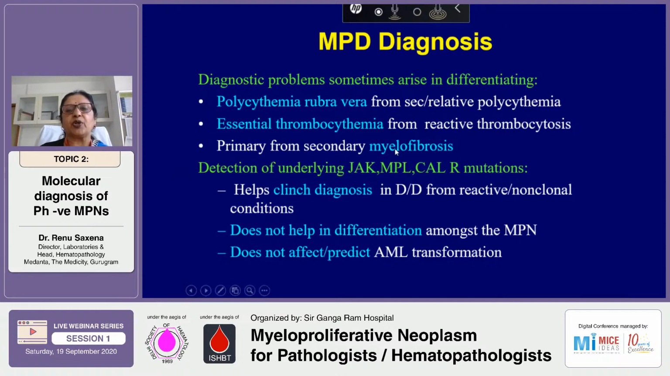Similarly, a huge number of causes of secondary myelofibrosis are described. We need to pick up primary. So the detection of these underlying mutations, therefore, has a role in clinching the diagnosis of clonal disorders from reactive or non-clonal conditions. However, these do not help in differentiation amongst the different types of myeloproliferative neoplasms, where we need to fall back on morphology. Also, this does not affect or predict AML transformation. So therefore, it has a very specific role in only picking up clonal MPDs.